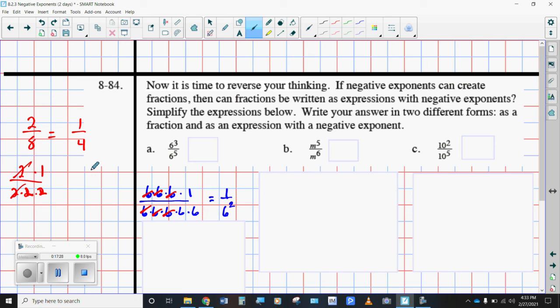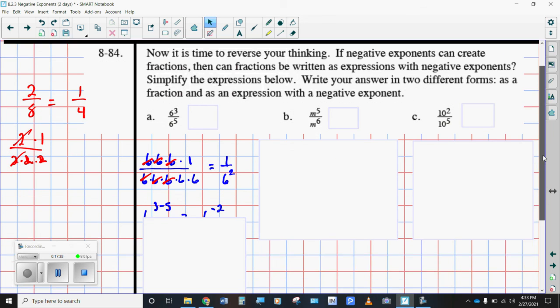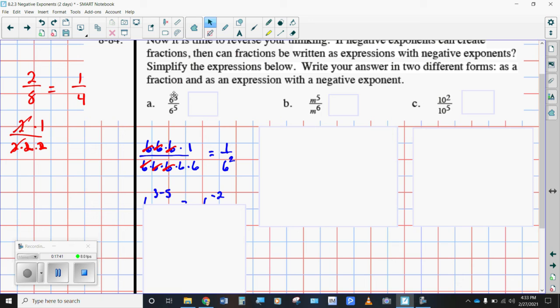So we do the same thing here, and you end up with 1 over 6 to the second power. If we were to show this as a division problem, this is the quotient of powers property, where you're dividing powers with the same base. You're going to subtract the lower exponent from the upper exponent. So it becomes 3 minus 5, which is equal to negative 2. Notice those two are exactly the same. This is the reciprocal of 6 to the negative second power.